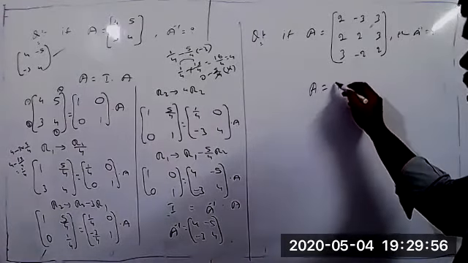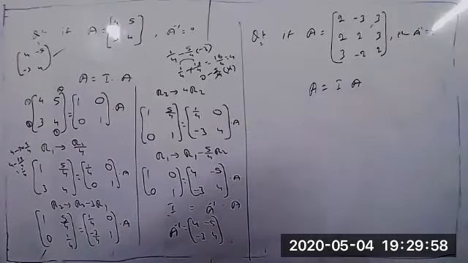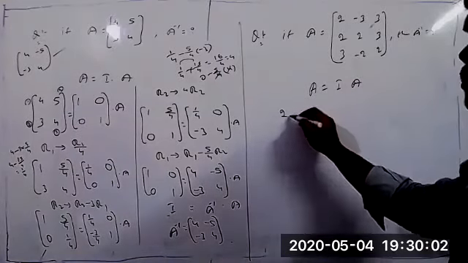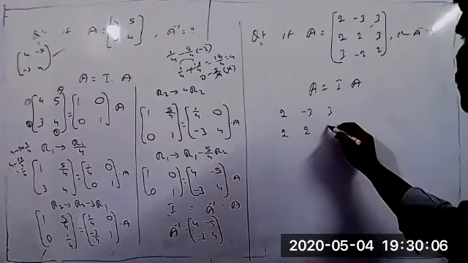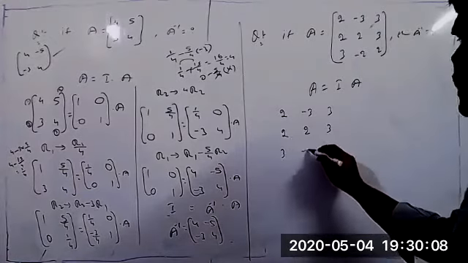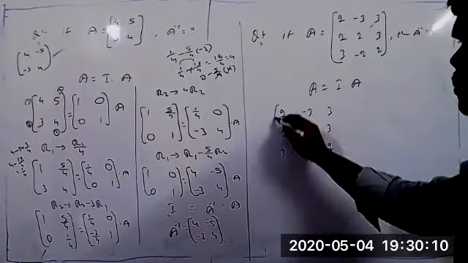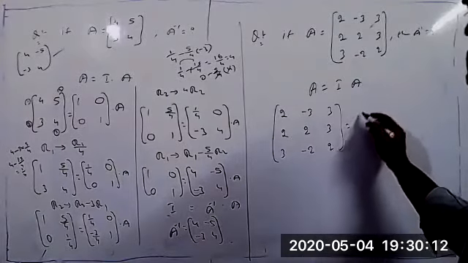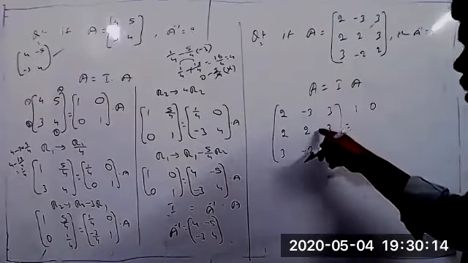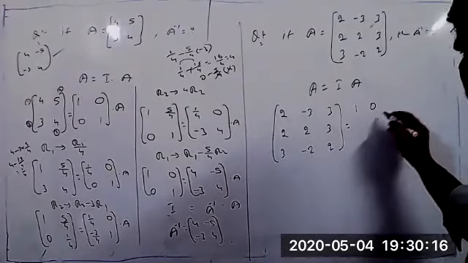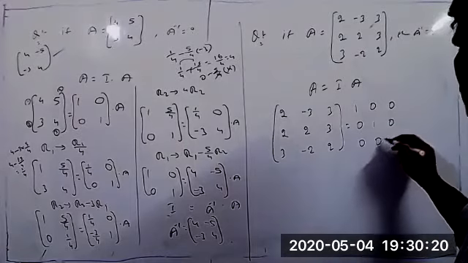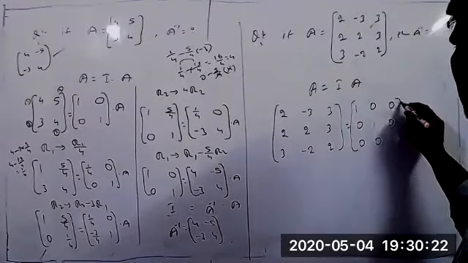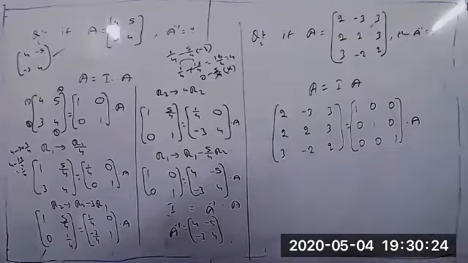So what is that? A equal to I into A. A equal to I into A now. So A equal to 2 minus 3, 3, 2, 2, 3, 3 minus 2, 2 equal to I. The 3 by 3 matrix we have to write compulsorily. I3 we have to write. So 1 0 0, 0 1 0, 0 0 1 into A.